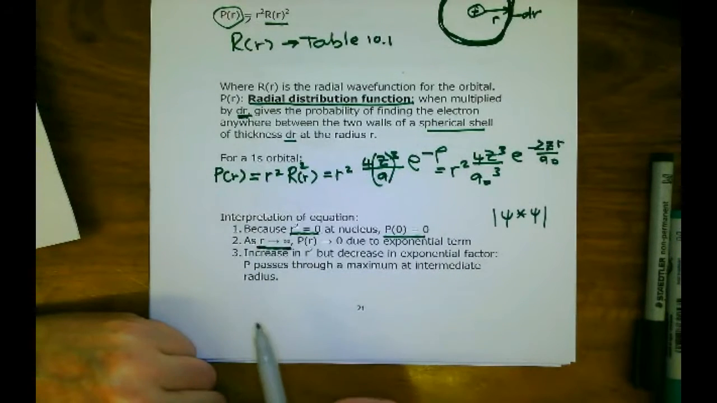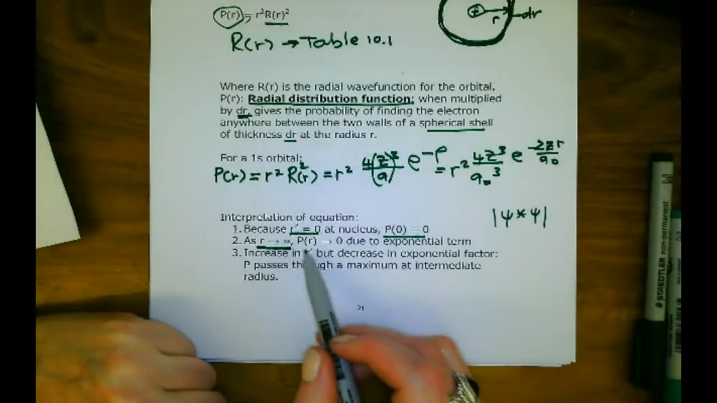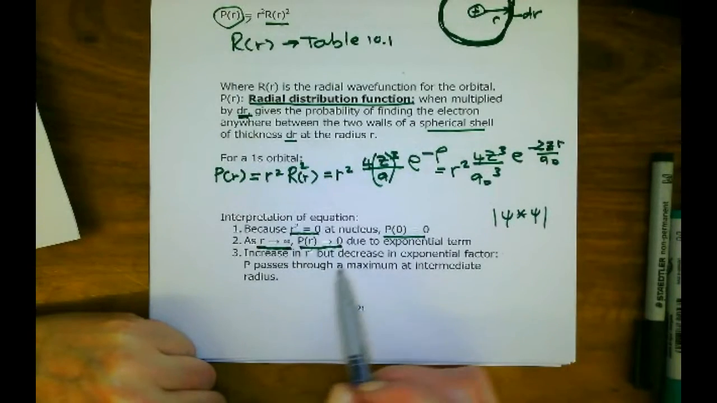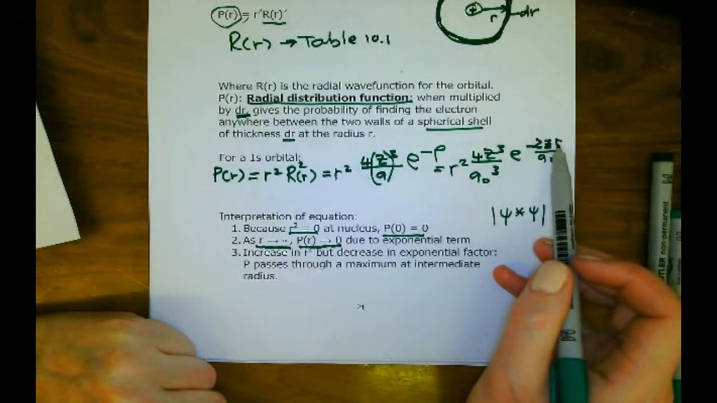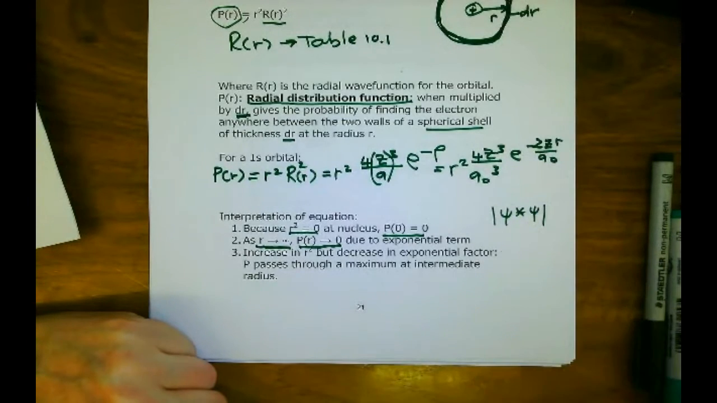And then very far from the nucleus, as r goes to infinity, the probability will also go to 0 because of this exponential term. e to the minus r goes to 0 as r goes to infinity, which makes sense, because the electron will not be an infinite distance from the nucleus.